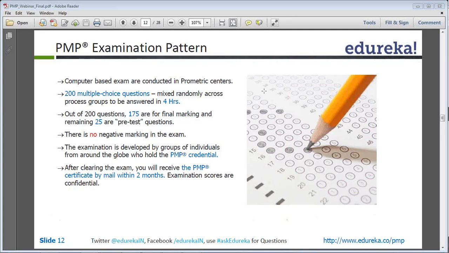Examination pattern. It is a computer-based examination. It has to be done at the Prometric Center near your place. There is also a paper-based examination available, but that is now available only for places where there is no Prometric Center nearby.